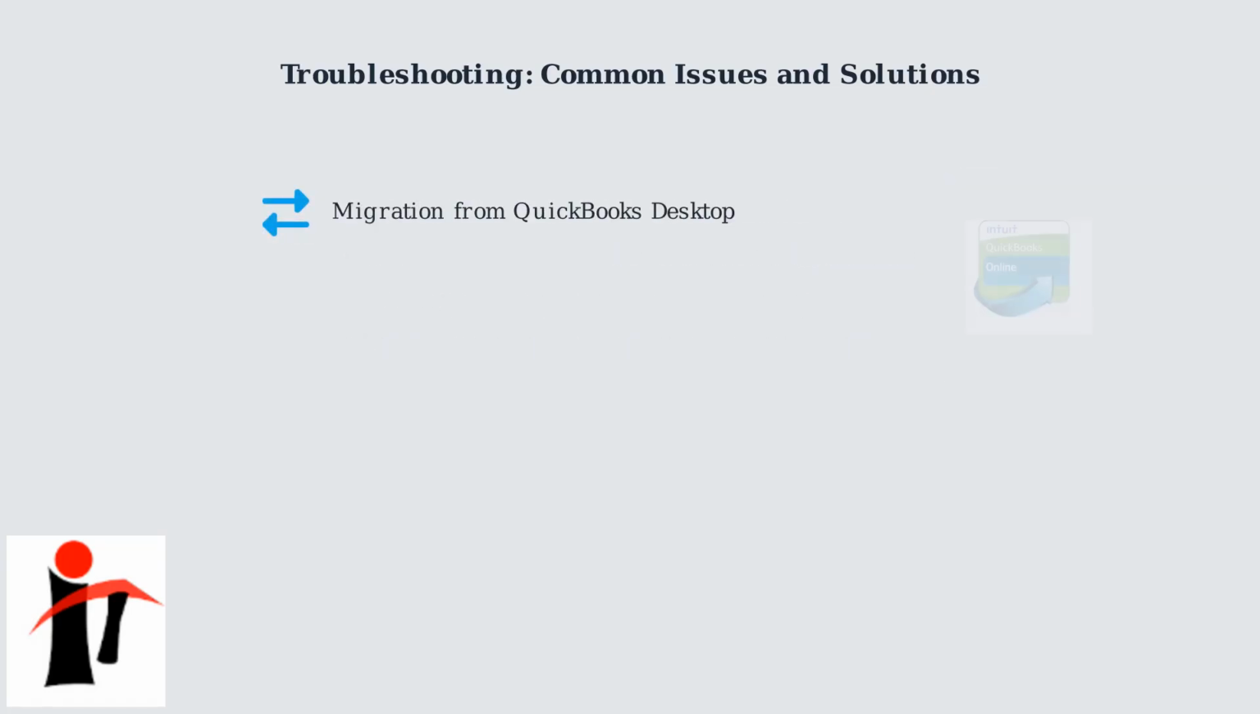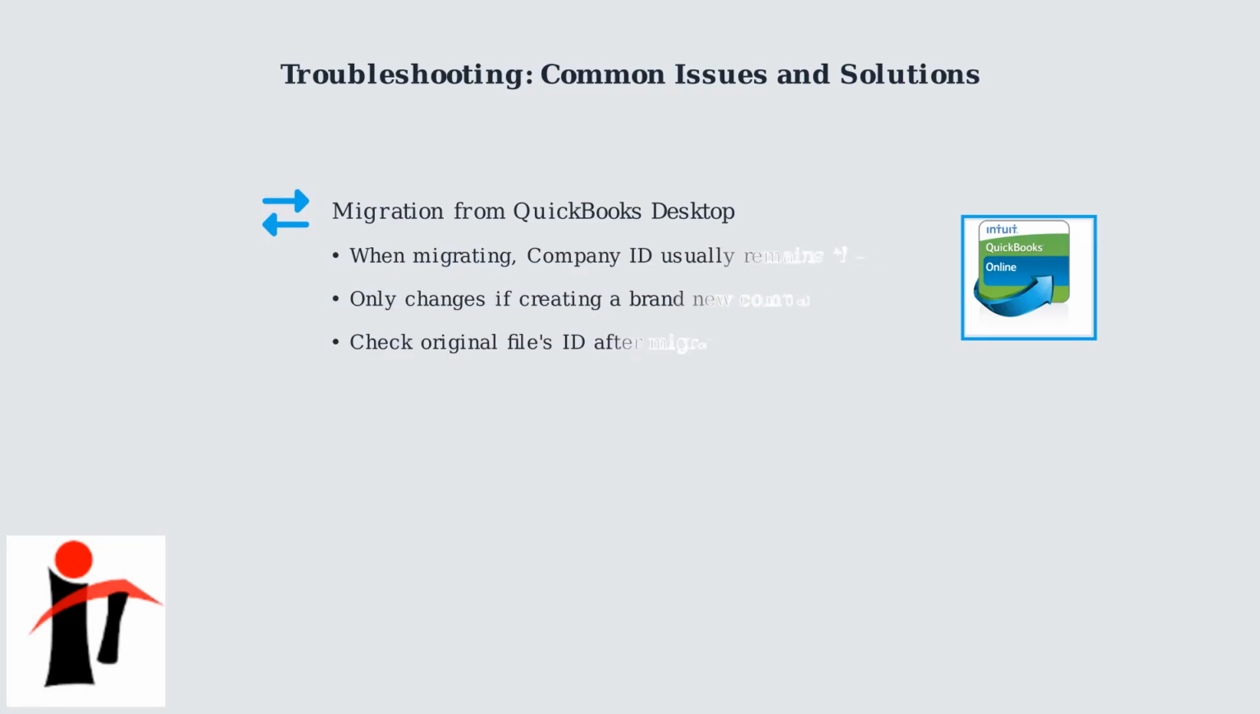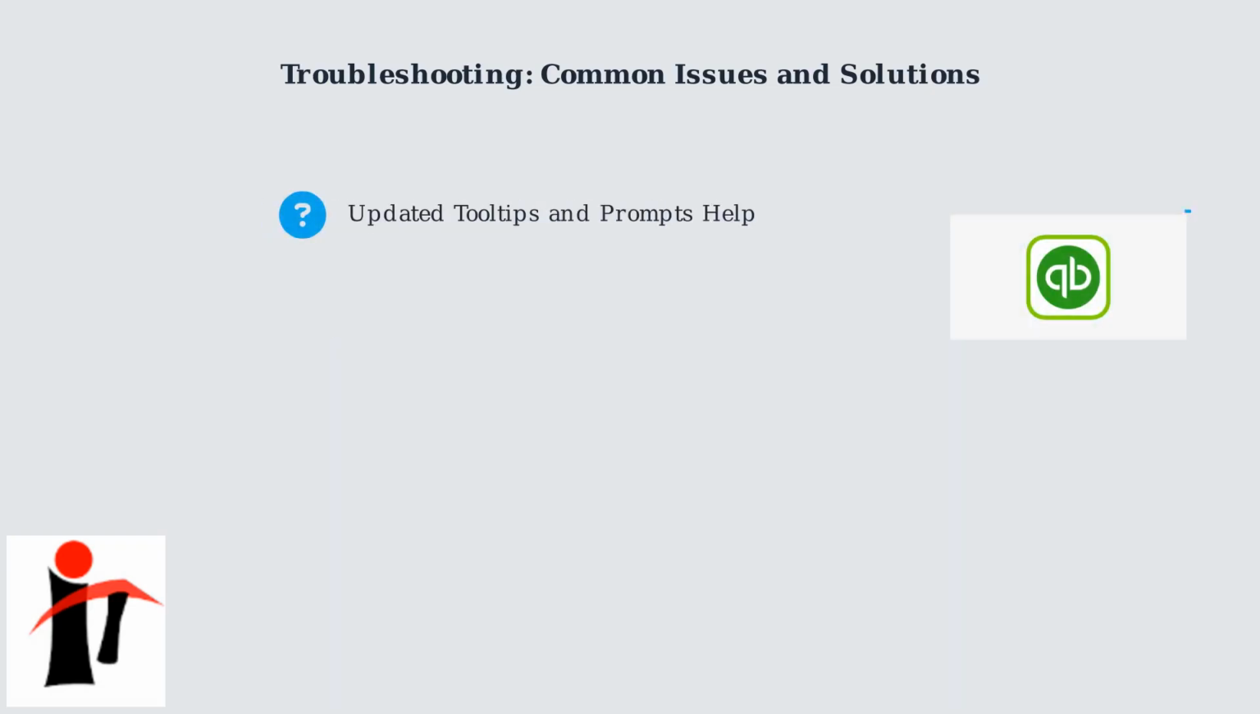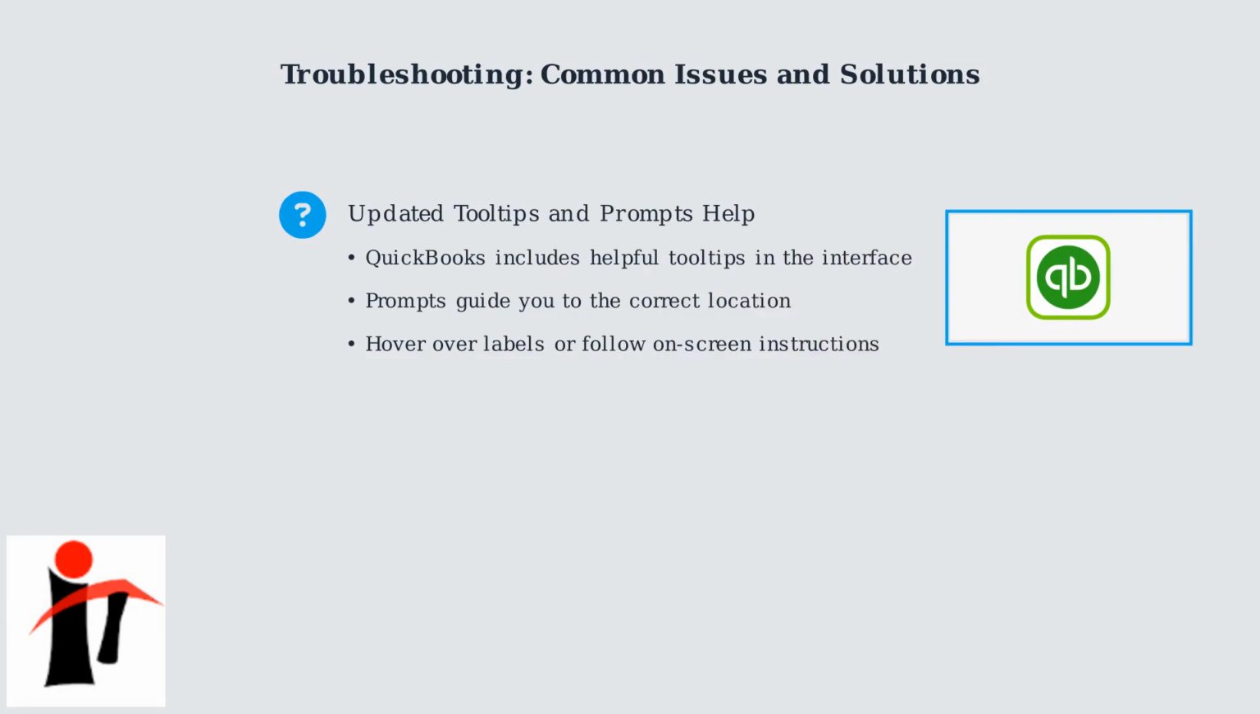If you recently migrated from QuickBooks Desktop to Online, your company ID should remain the same unless you created a brand new company file during the process. Always verify the ID after migration to ensure continuity for support and integrations. QuickBooks Online includes updated tooltips and prompts to help avoid confusion. These helpful hints appear when you hover over labels or follow on-screen instructions, guiding you to locate your company ID correctly.